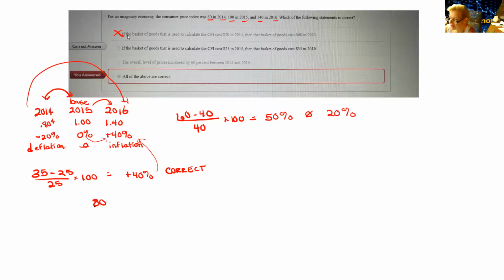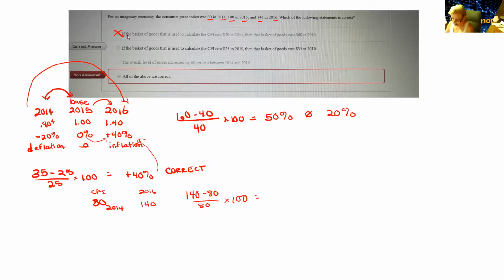That's our first year, so that is our 2014 year, because these are the CPIs that I was given. And in 2016, it was 140. So I'm going to take 140 minus 80 divided by 80 times 100, expressed as a percentage. And 2 fourths, 25%. Is that right?